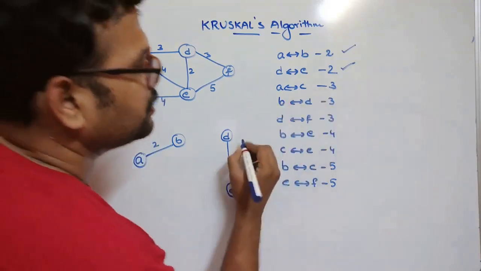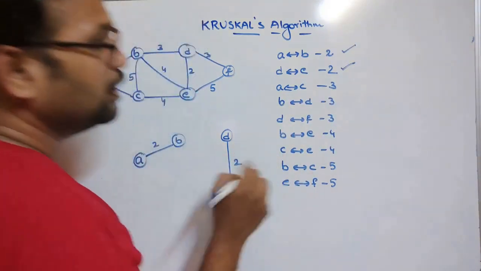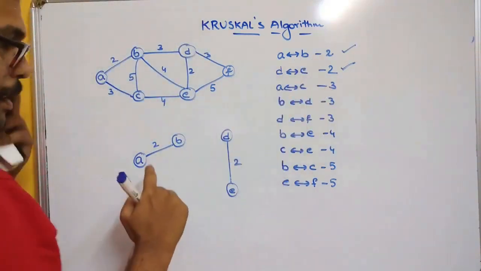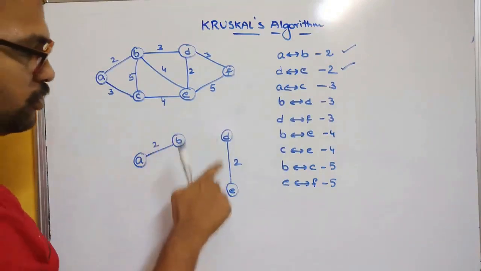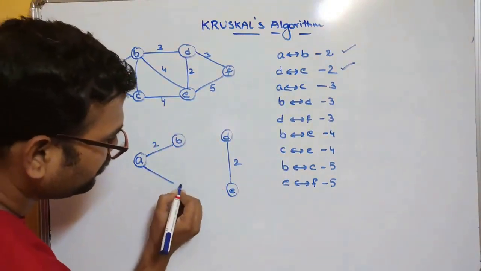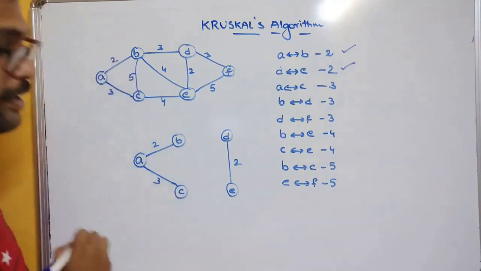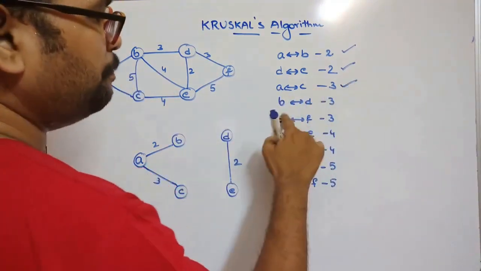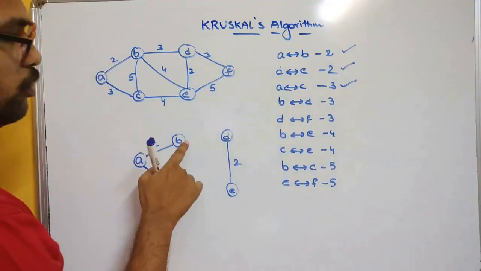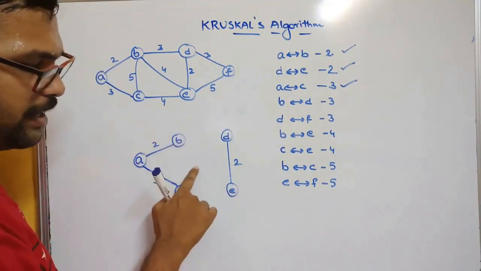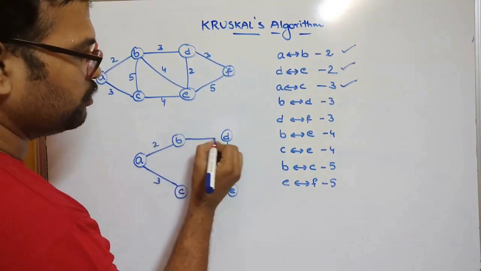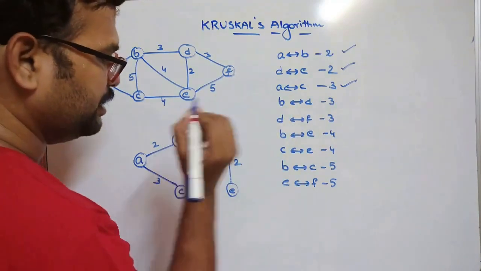E. So what is this one? D to E, again 2. Next, A to C, 3. A to C, there is no C, so we have to add it. A to C, 3. Next, B to D. B to D. So it doesn't form a cycle, right? So just include that one. B to D, again it is 3.